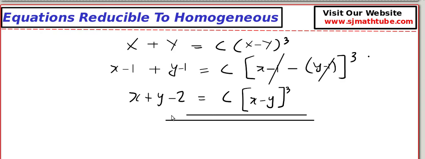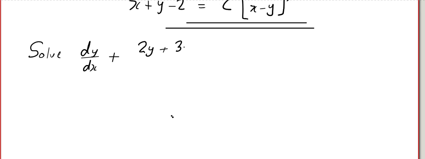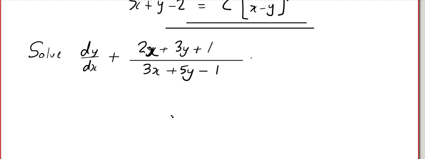Okay, now let's do one more question and make the concept clear. So please write the next question. Solve dy by dx plus 2x plus 3y plus 1 the whole divided by 3x plus 5y minus 1 is equal to 0.